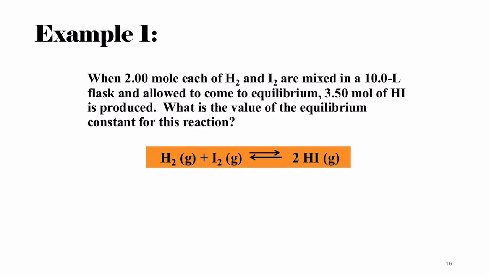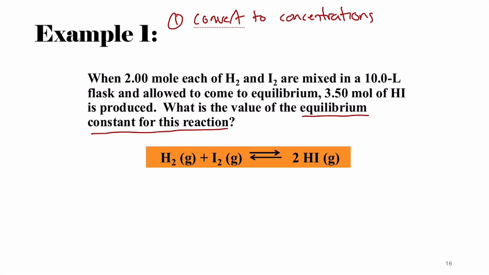So here we have an example. We have 2 moles each of hydrogen gas and iodine gas mixed in a 10-liter flask and allowed to come to equilibrium. We end up with 3.5 moles of hydrogen iodide. We ask, what is the value of the equilibrium constant for this reaction? The first thing we need to do here is convert everything to concentrations, and the second thing is to make an ICE table.